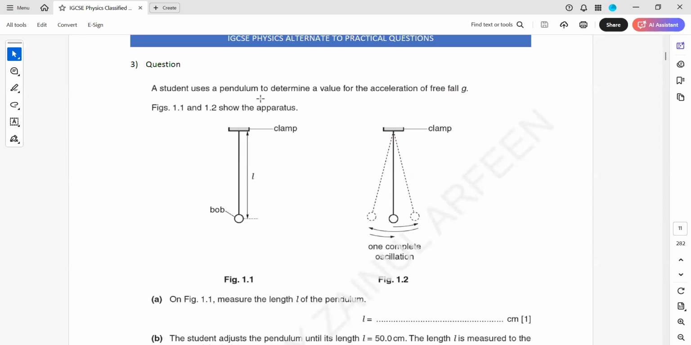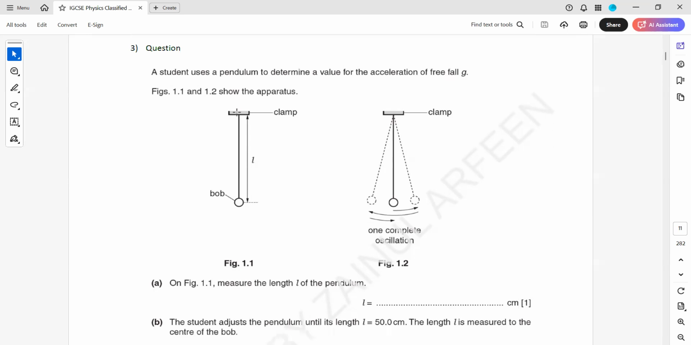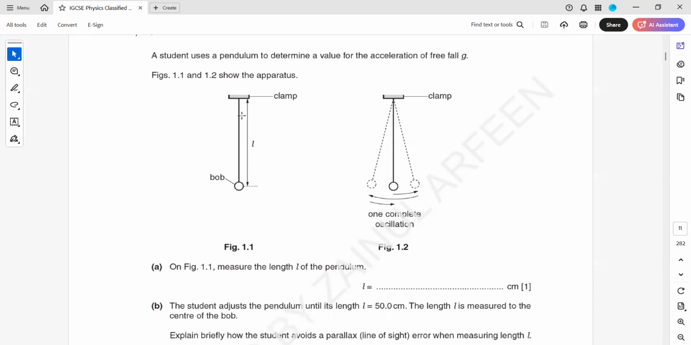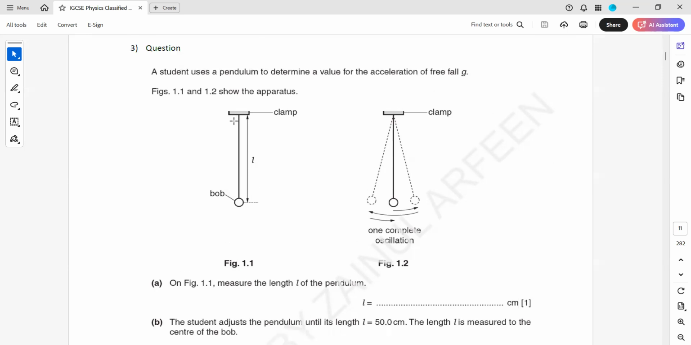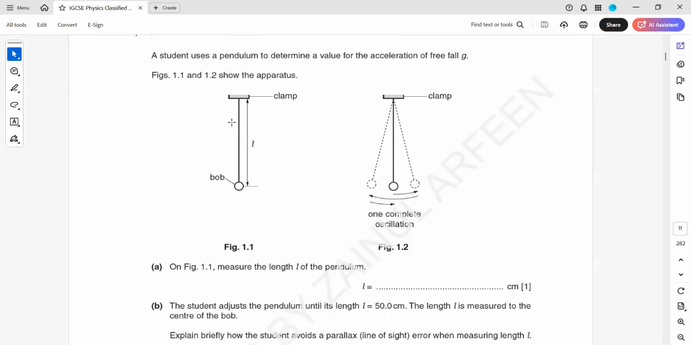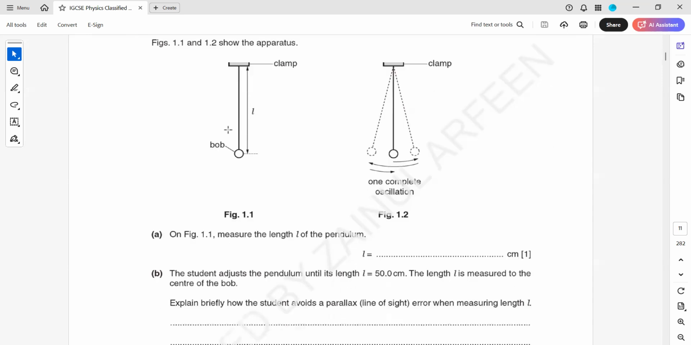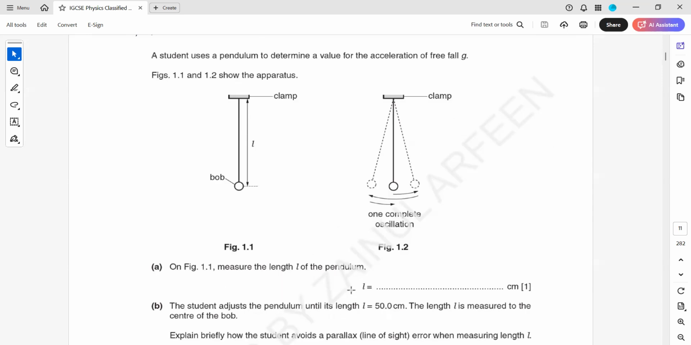In Paper 6, you don't have to memorize any formula. Any formula that is needed, they will provide you. For the ATP, no formula, you don't have to memorize anything. Everything they will provide. Like how to get the time period, that is a basic thing.